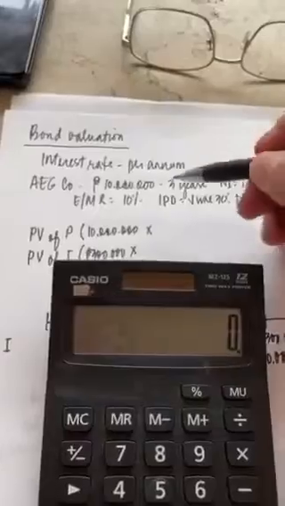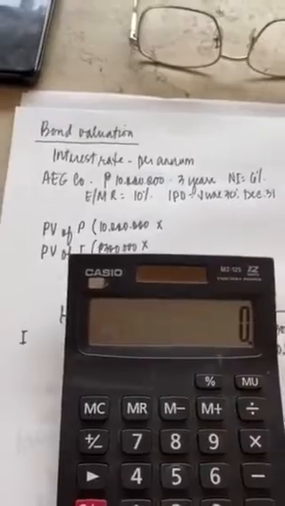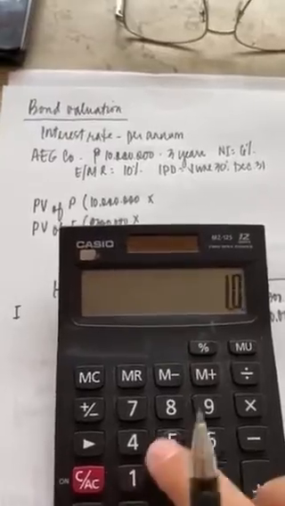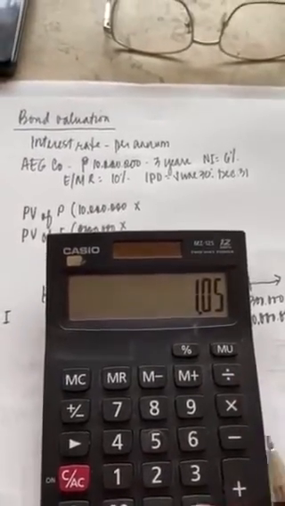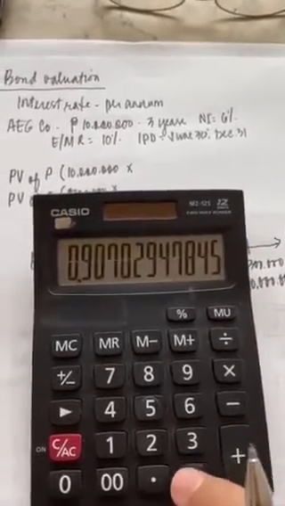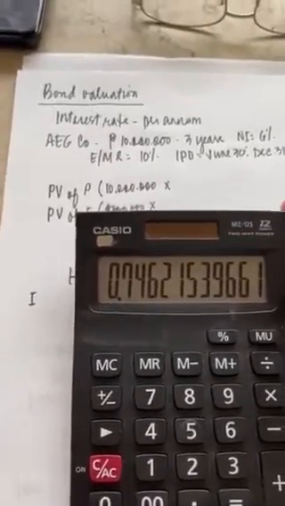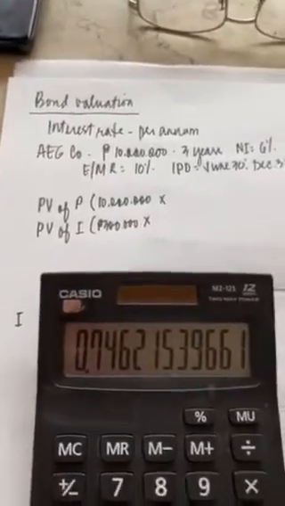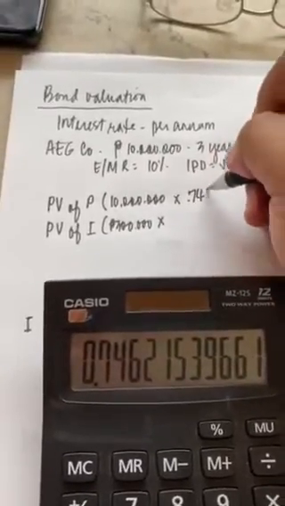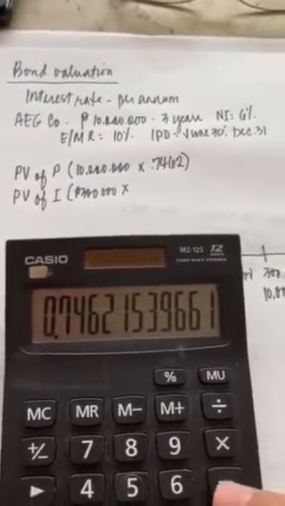Okay, so let us compute for the present value of annuity using our calculator. So again, we will make use of the effective interest rate in discounting all the cash flows. Okay, so divide this by 2, that would be 5%. So we'll use 1.05. Divide. Okay, so we will use 6 periods. So 1, 2, 3, 4, 5, 6. So this is now the present value factor for the principal. This is the present value of 1. So that is 0.7462.